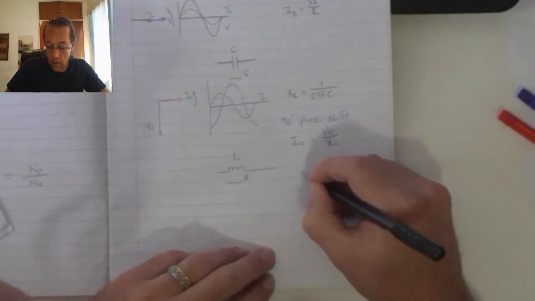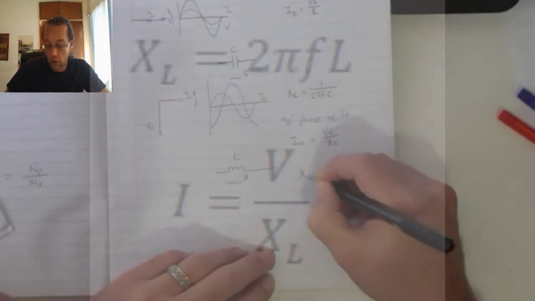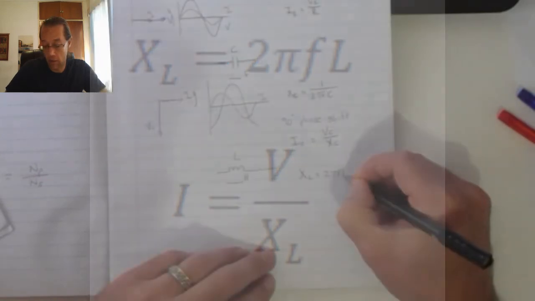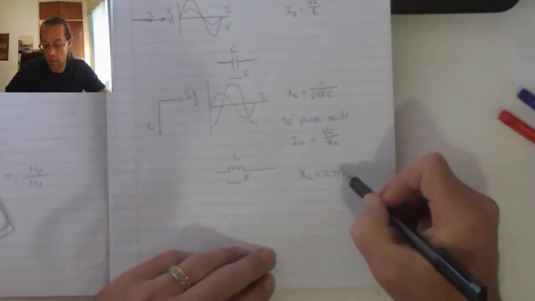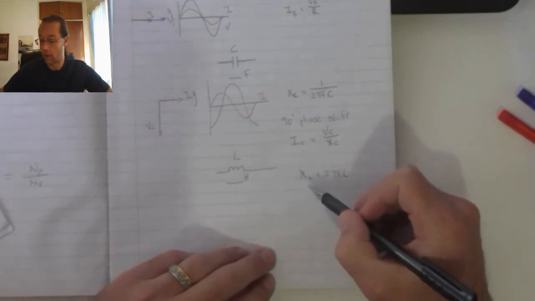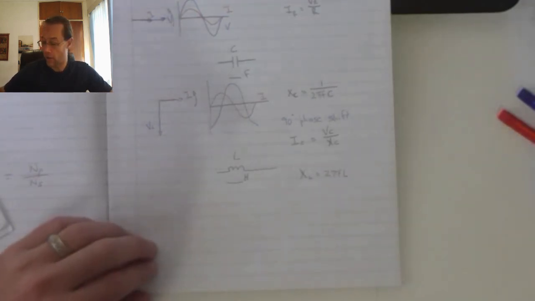The inductive reactance is equal to 2 pi f, which is the angular velocity, again like with a capacitor, multiplied by the inductance. So as my frequency increases, my inductive reactance is also going to increase.